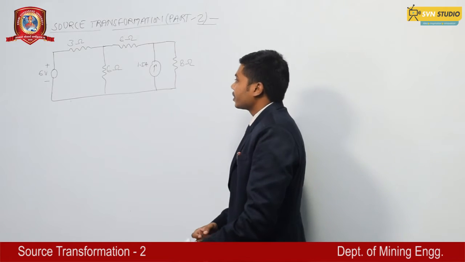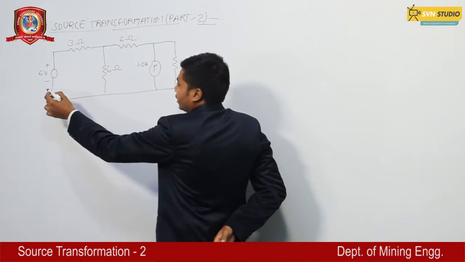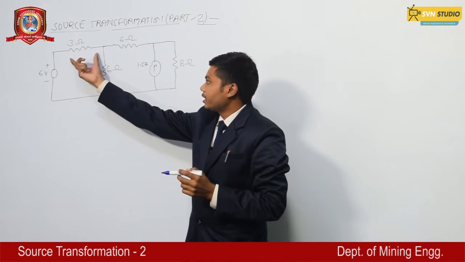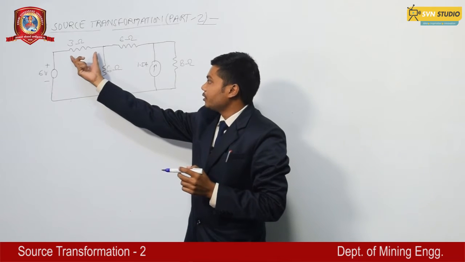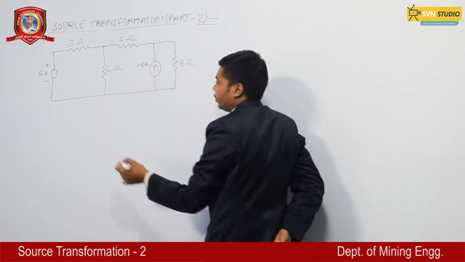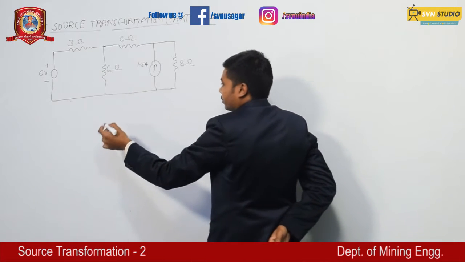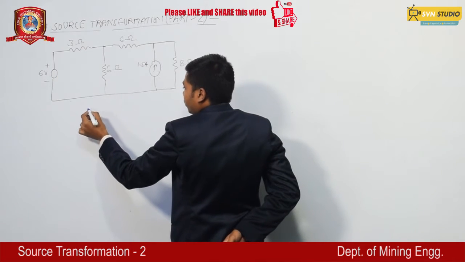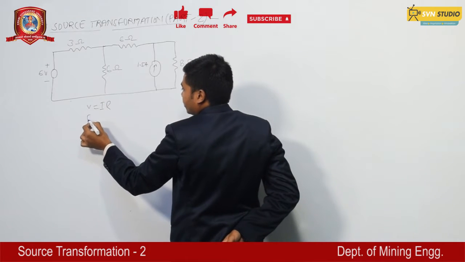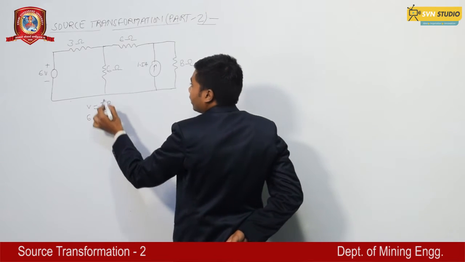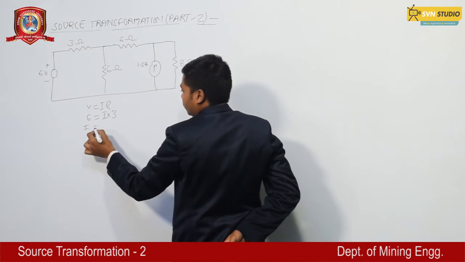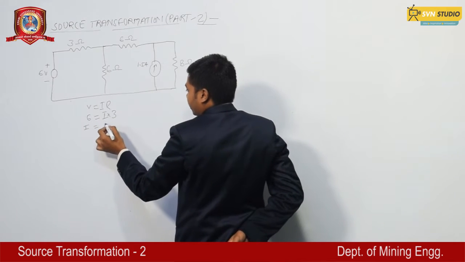See, first we have seen that the practical voltage source can be converted into a current source whenever the resistance is connected in series with the voltage source. So, now we are applying Ohm's law in this section. According to Ohm's law, V equals I R. The value of voltage is 6, I we do not know, and R is 3 ohm. So, what is I? I is equal to 6 by 3, it is 2 ampere.